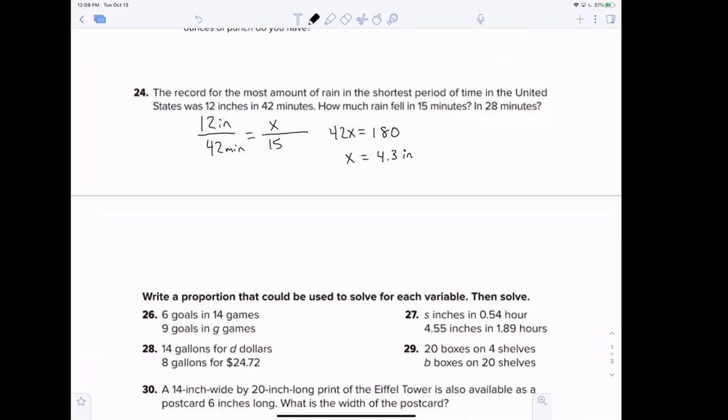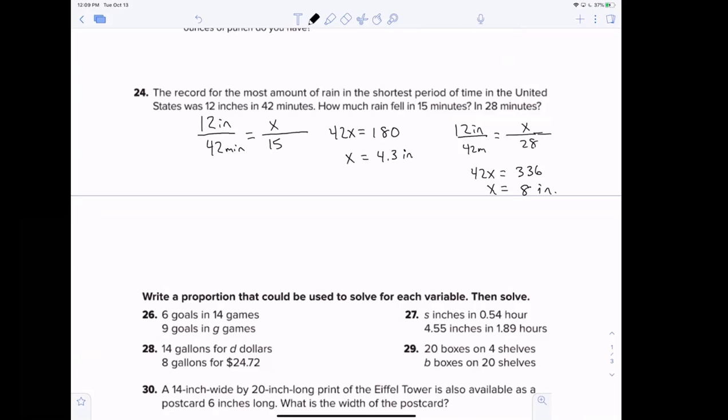And then we're going to do it again, still setting it up: 12 inches to 42 minutes is equal to x over 28. So this one should have 12 times 28, 336, divided by 42. What is that? 8. Exactly 8. 8 what? That's correct. All right, Luca, is that okay?